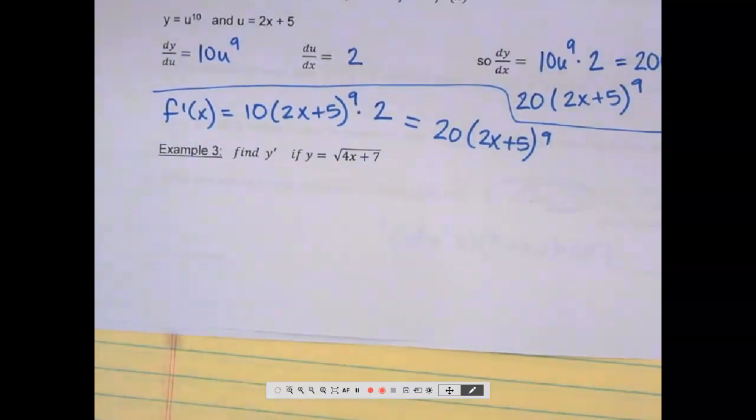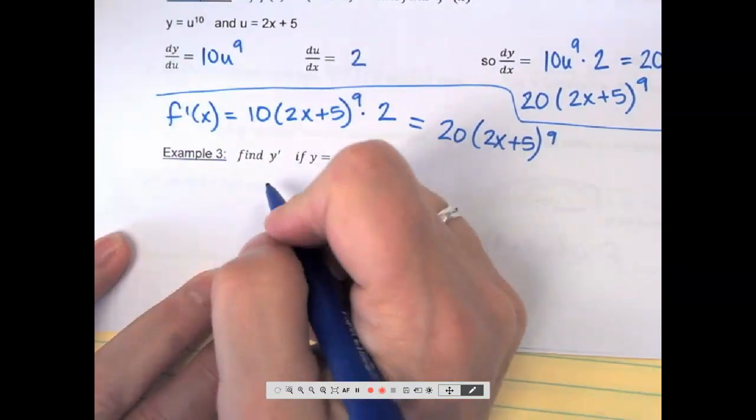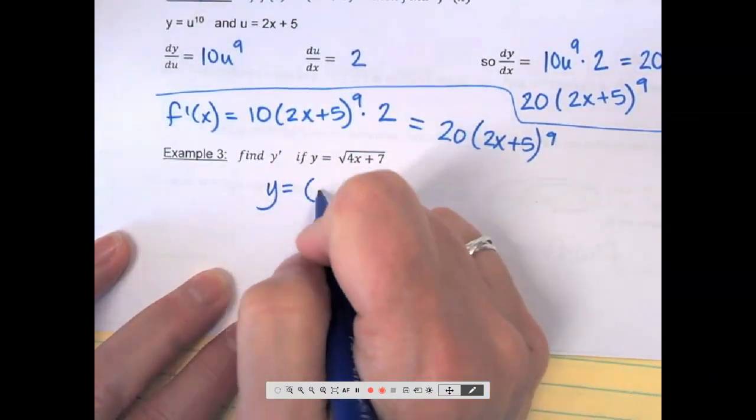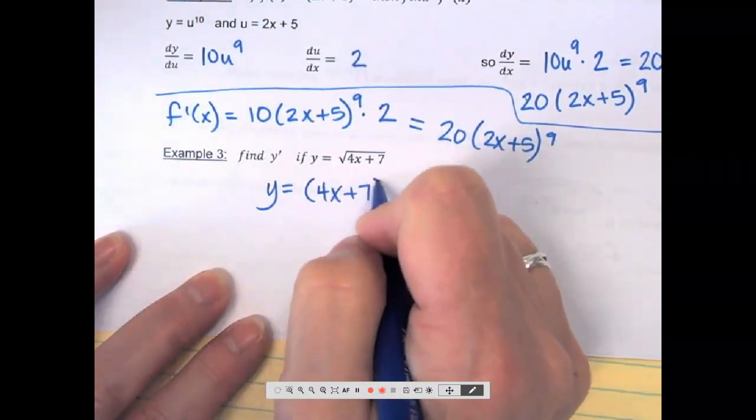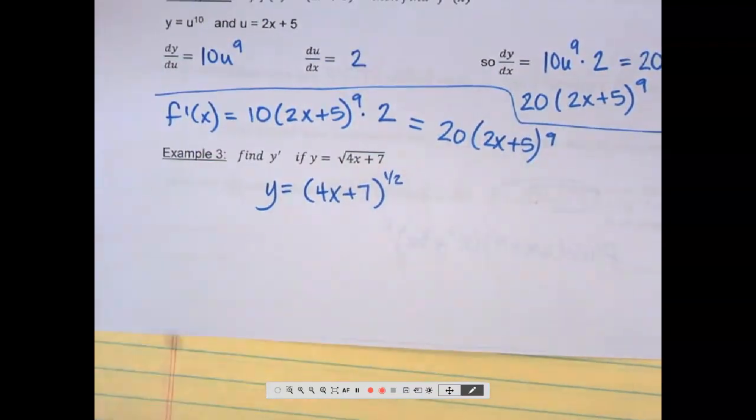All right, let's look at the next one. What's my outer function? The square root. Before I take the derivative of something with a square root, I will rewrite it as a power of 1/2. So I'm going to rewrite this as 4x plus 7 raised to the 1/2. Okay, so now it's a little bit easier to see. This outer function is that power of 1/2.